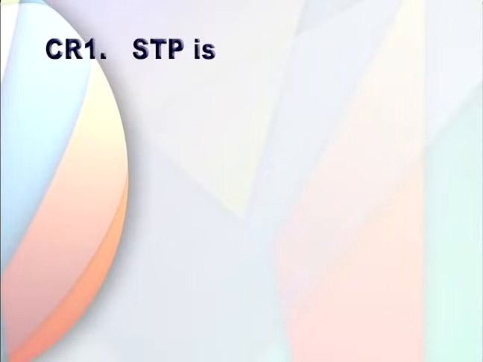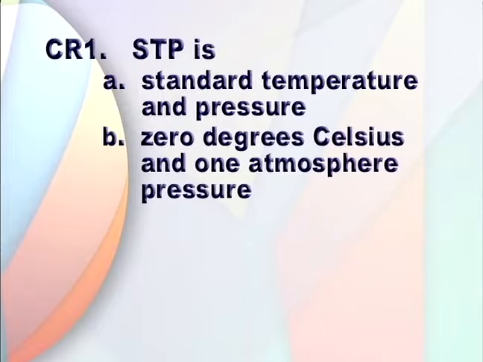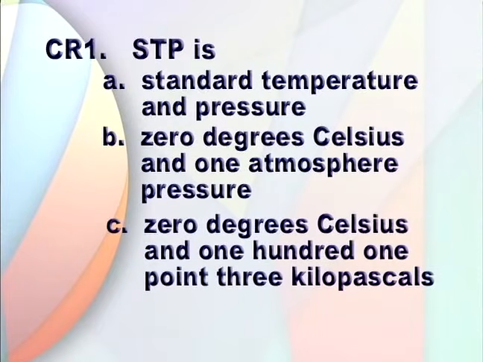Cumulative review question number 1. STP is A, standard temperature and pressure, B, 0 degrees Celsius and 1 atmosphere pressure, C, 0 degrees Celsius and 101.3 kilopascals, D, all of these.